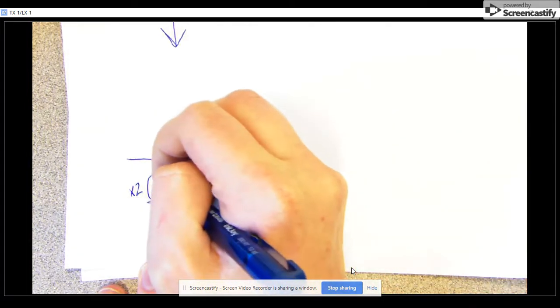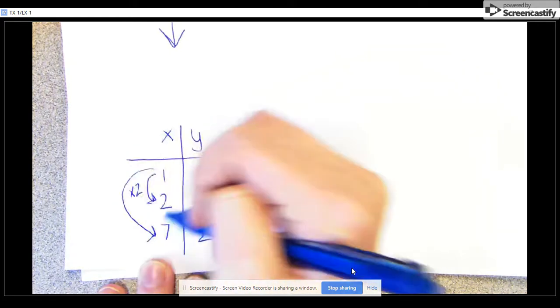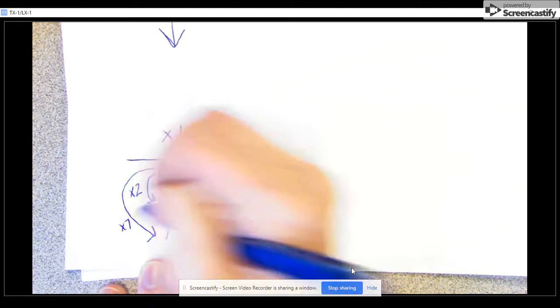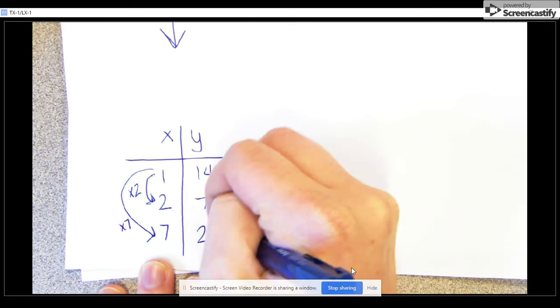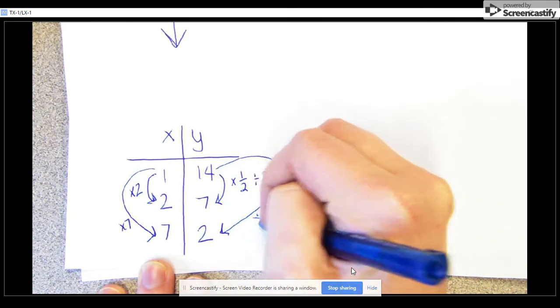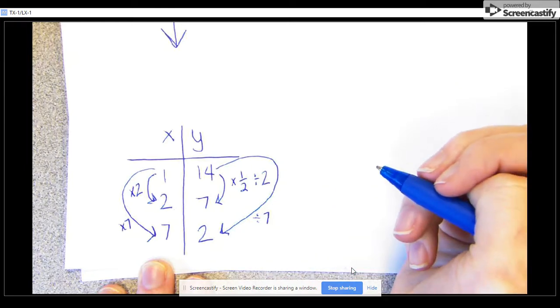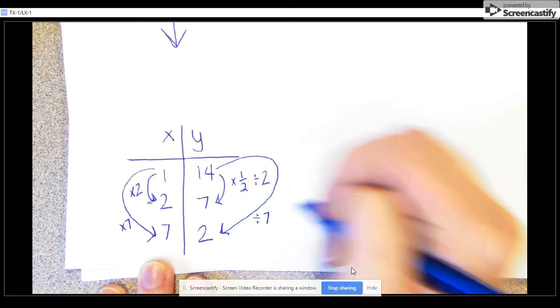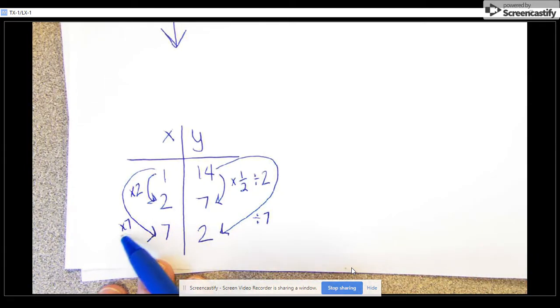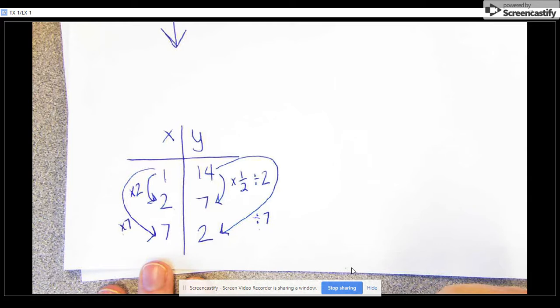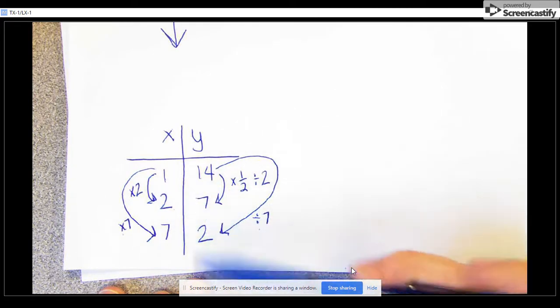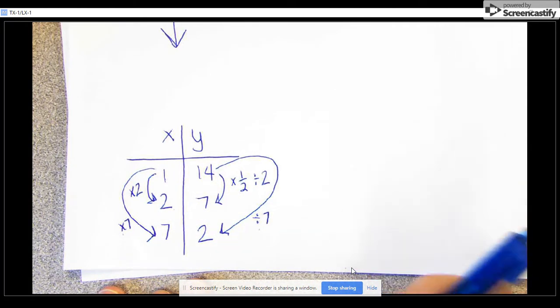So let's take a look at that again. In order to get from 1 to 7, I need to multiply by 7, and in order to get from 14 to 2, I need to divide by 7. Well, there's that relationship again. I'm multiplying over here and dividing over here. If I can do that for two different sets of matches, then that tells me that this is an indirect or inverse relationship.